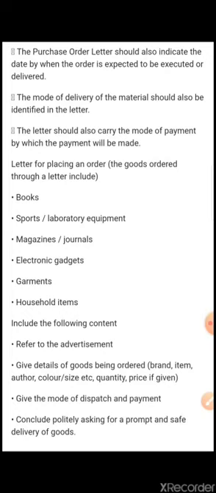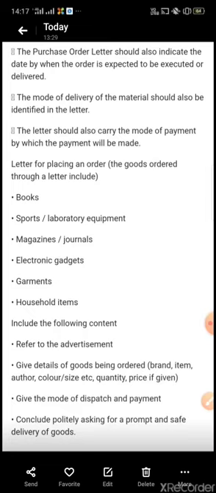The goods ordered through a letter: whenever we place an order, इसमें क्या क्या हम ऑर्डर कर सकते हैं. Like books, sports items, laboratory equipment, magazines, journals, electronic gadgets, garments, household items. Include the following content. Also refer to the advertisement if you have read about it somewhere. Give details of goods being ordered: brand, item, author, color, size, etc., quantity, price if given, as I have already told you. Give the mode of dispatch and payment, we have discussed that too.